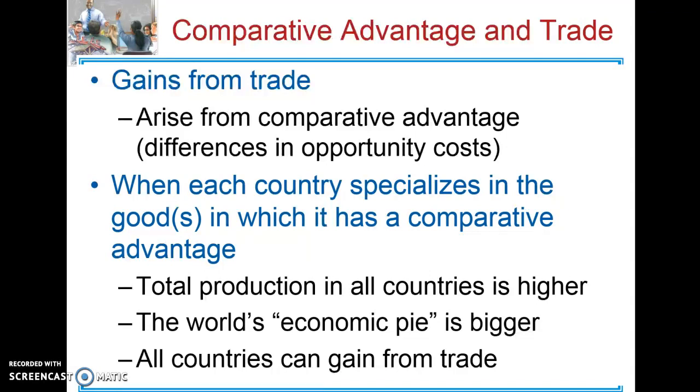When each country specializes in the good where they have a lower opportunity cost, otherwise called a comparative advantage, total production in all countries is higher. Or another way of saying that is the world's economic pie is bigger and all countries gain from trade.